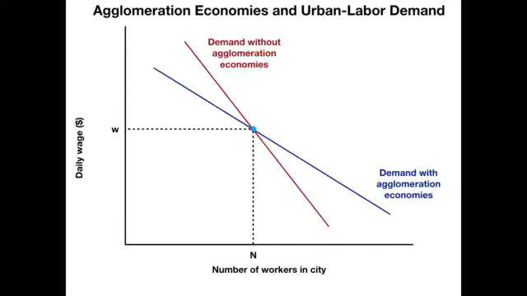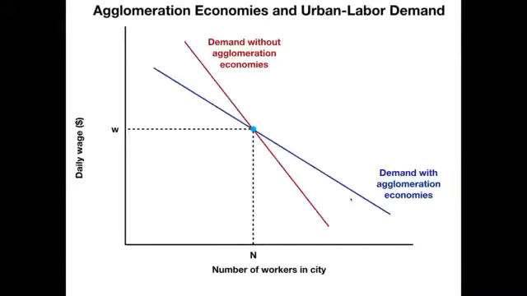So right here you can see we have two different demand curves. In red, we have a demand curve which represents labor demand without agglomeration economies. And in blue, we have a labor demand curve that represents the presence of agglomeration economies. So our y-axis is the wage rate, and the x-axis is the number of workers in a city.